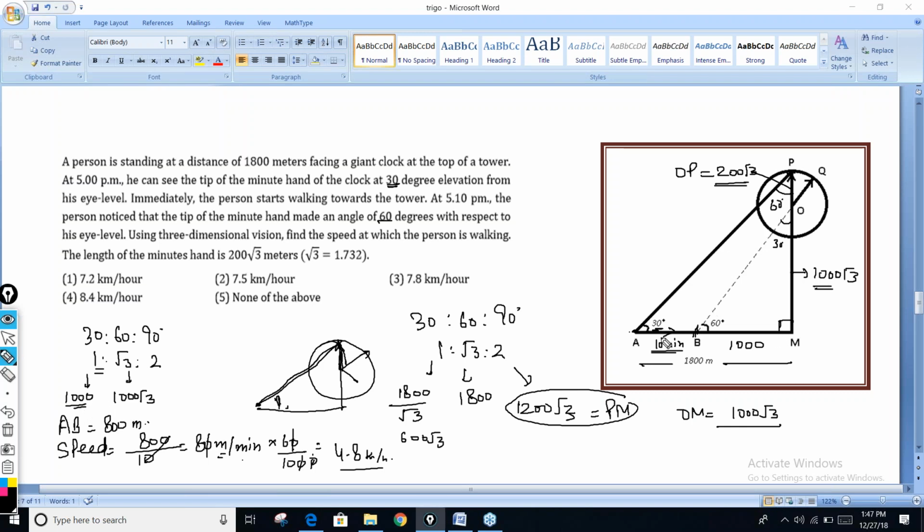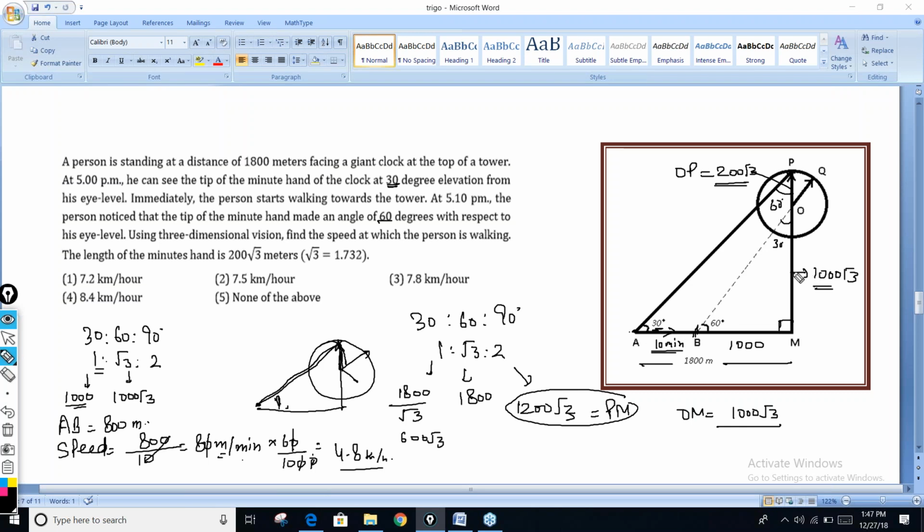So the side in front of 30 is 1000. So this will be 800. So 800 meter in 10 minutes. So the speed is 80 meter per minute. That should come 400, I think that comes out to be 1400. So I'm not able to identify the mistake in the calculation.